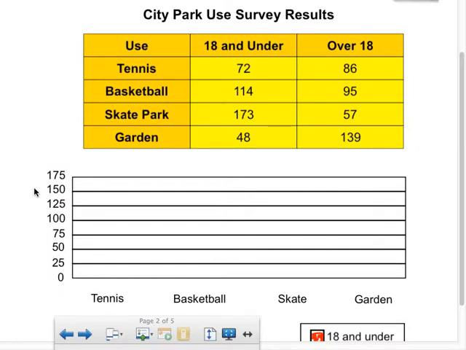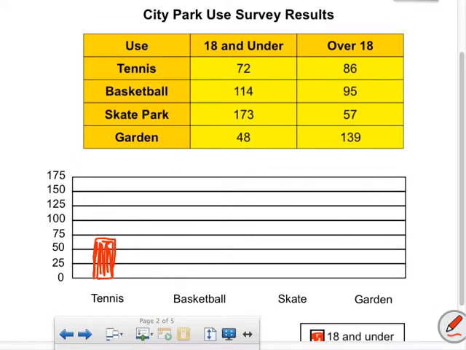Okay, so for my first group, how many of them chose tennis? 72. That's really close to 75, so we're just going to shade a bar just a little bit under 75. Okay?